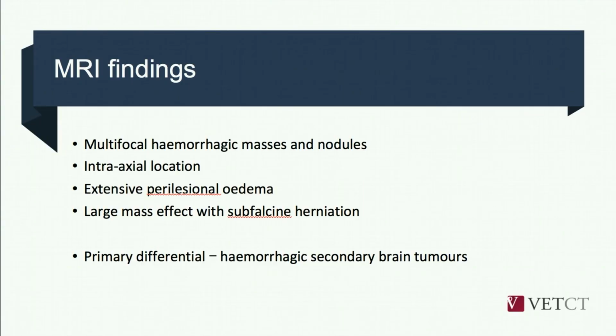So, based on the appearance of the lesions, my findings were multifocal hemorrhagic masses and nodules, which were intraaxial in location. We had extensive perilesional edema, causing a large mass effect with subfalcine herniation. And based on the appearance and signalment, my primary differential would be hemorrhagic secondary brain tumours, and of these, hemangiosarcoma would probably be the most likely etiology.